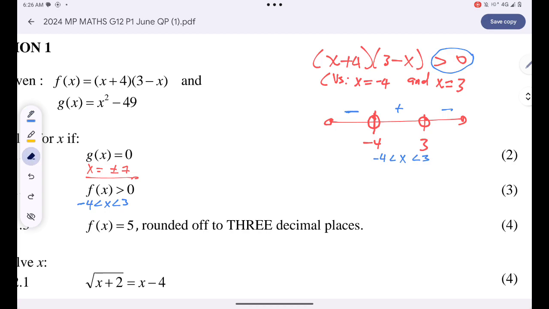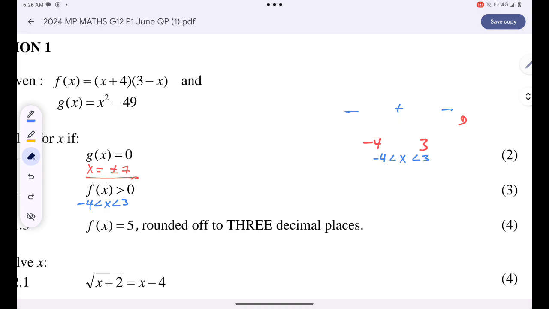Okay, and then I'm supposed to solve for x if f of x is equal to 5, and I must round off to 3 decimal places. f of x is equal to (x plus 4) multiplied by (3 minus x). This is equal to 5. Please, guys, do not say x plus 4 is equal to 5. Like, you'll be arrested. You only do that if you have 0 on the right hand side, né?